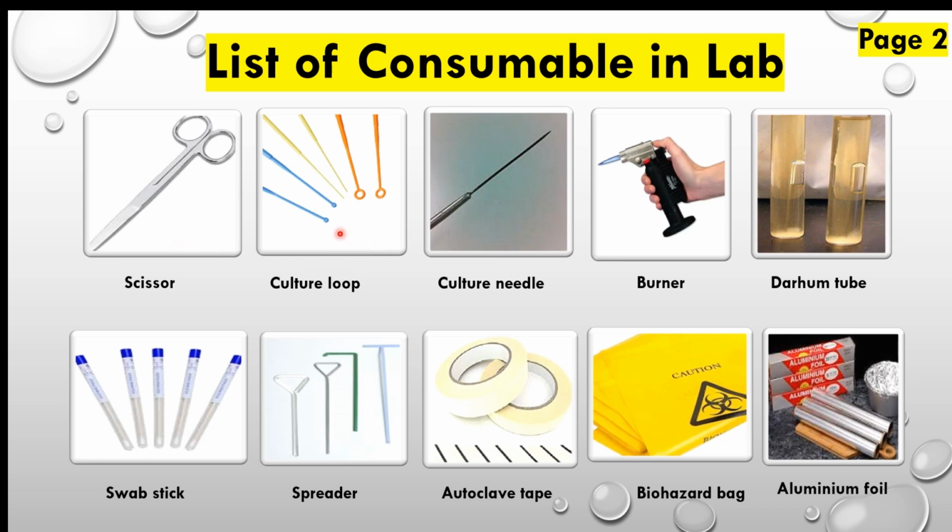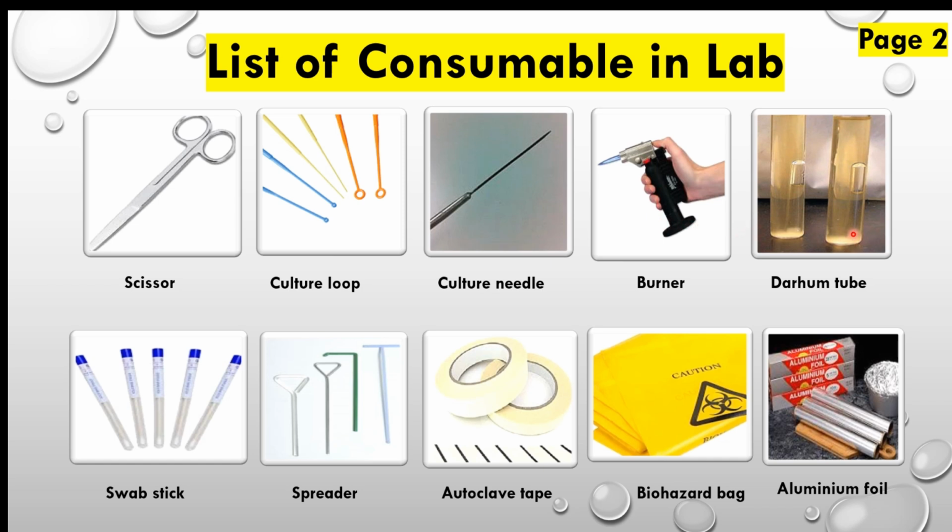Culture loops are for bacteria transfers, and the inoculating needle is normally used for stabbing culture media, for example when we want to check motility. For glucose fermentation, we simply take a colony and stab it into the respective agar. A burner is required when we use any platinum-based loop. We need burners for sterilization of the loop and then we use that loop.